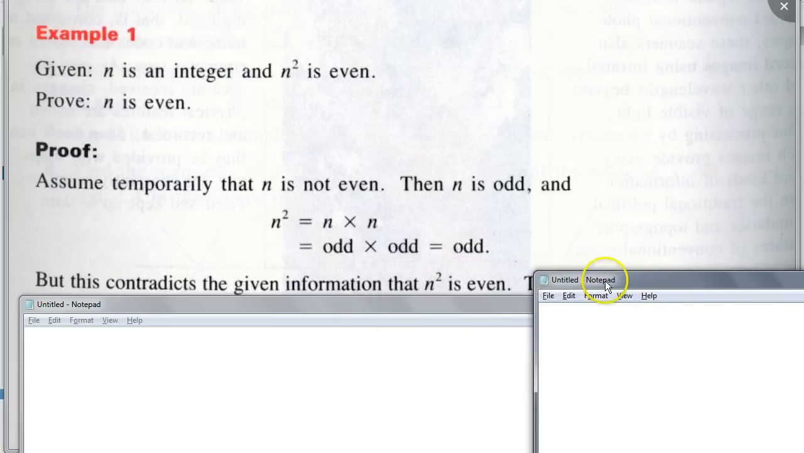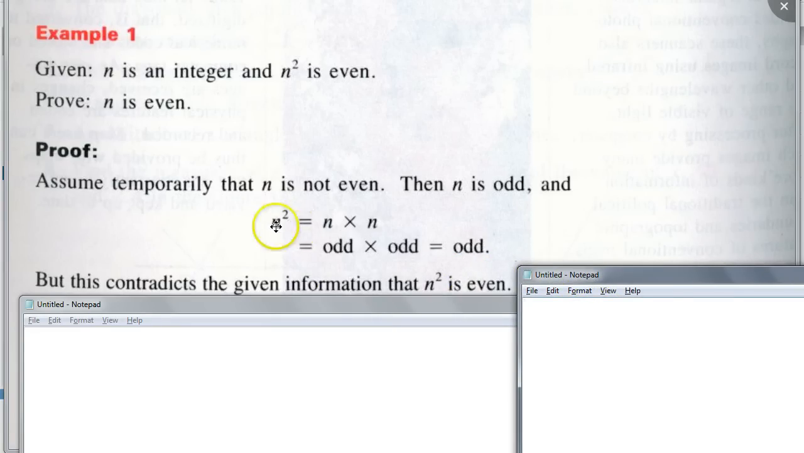N squared is equal to even, right? We just said if we assume temporarily that n is not even, then n is odd, right? And odd times odd is odd. Therefore, we just have a contradiction right here. So now it says step 3, it says what? Point out the temporary assumption must be false. This is what we just did, didn't we? This is our step 3.